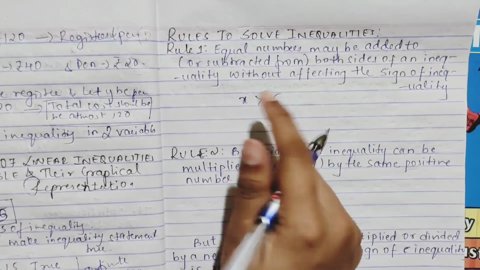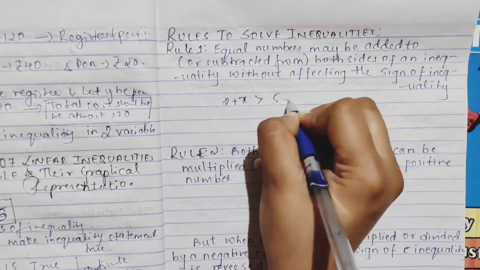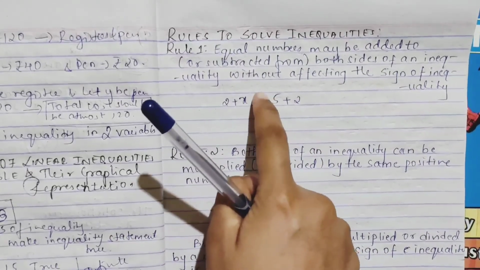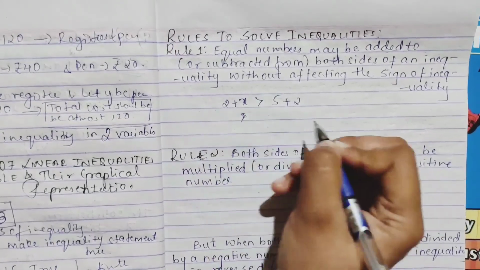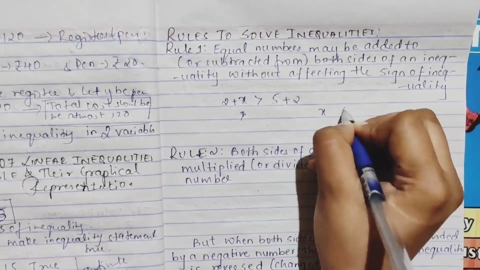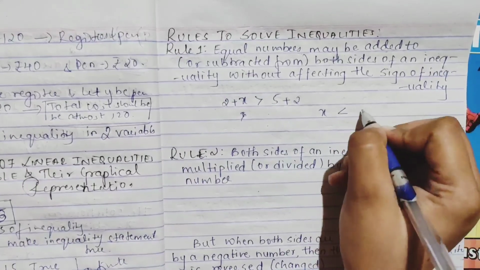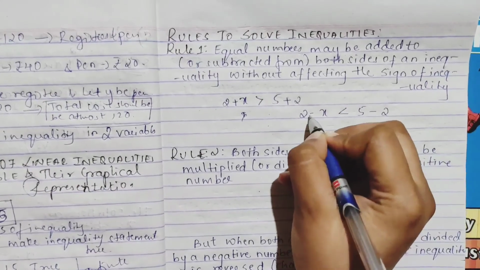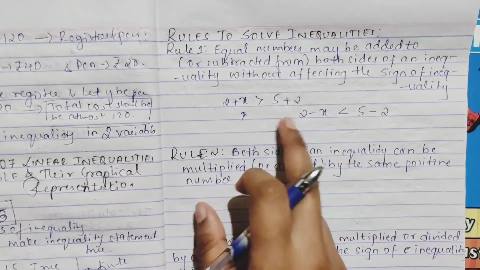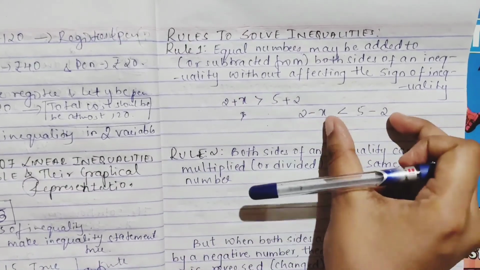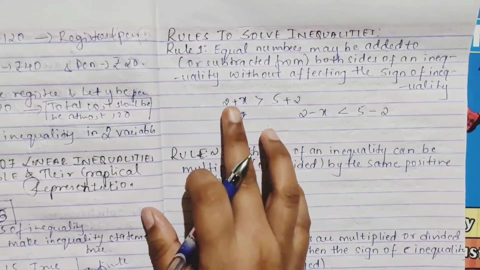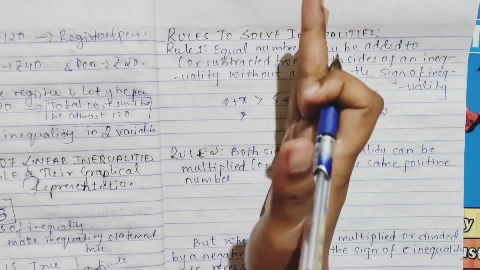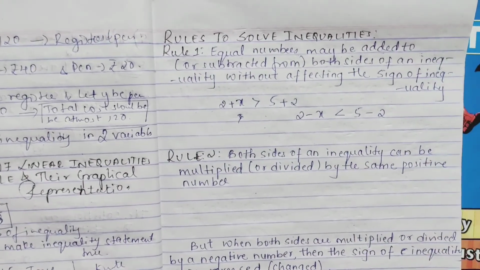Yes, here if I want to add, I can add 2 here, and also plus 2 on the other side, so I can add on both sides without affecting the sign of inequality. Now if I have to subtract, say x less than 5, I want to subtract 2 from x and subtract 2 from 5. So on both sides the number will be the same, either addition or subtraction. If you are adding on your left hand side, you add on your right hand side. If you are subtracting from your left hand side, you subtract from your right hand side.